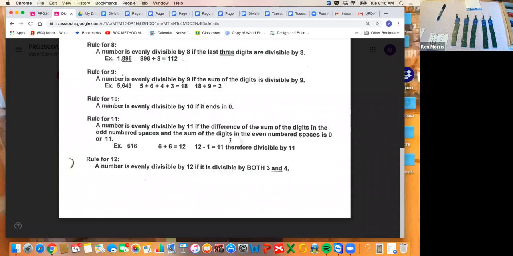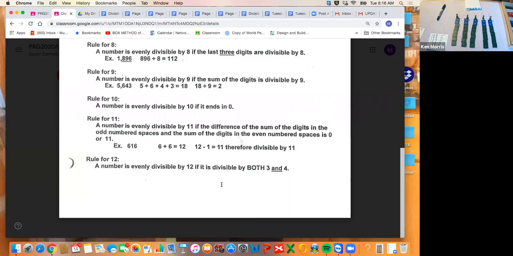And finally, the rule for 12. A number is evenly divisible by 12 if it's divisible by both 3 and 4. So like the divisibility by 6, where you have to have 2 and 3, 3 and 4 has to be the rule for 12. And another thing to point out for 6 and 12 would be the greatest common factors.